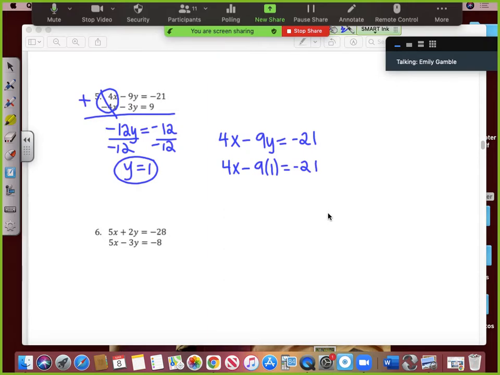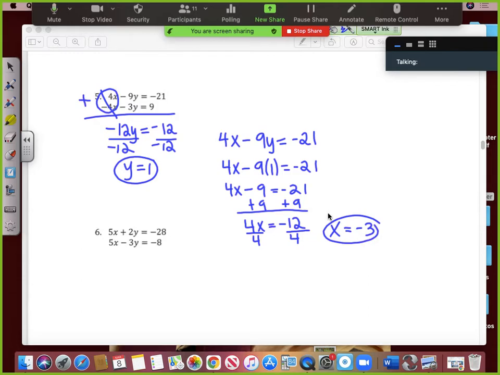Negative 9 times 1 is just negative 9, so it's going to be 4x minus 9 equals negative 21. Adding 9 to both sides, I got 4x equals negative 12. And dividing both sides by 4, I get x is equal to negative 3. Altogether, then, my answer would be negative 3, 1 in ordered pair form.